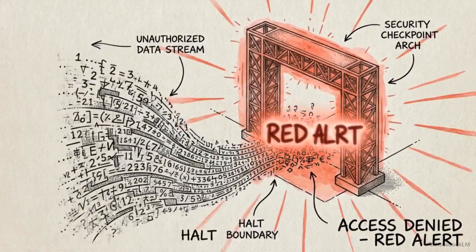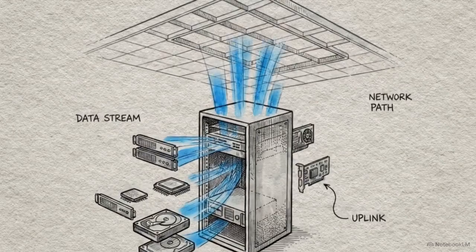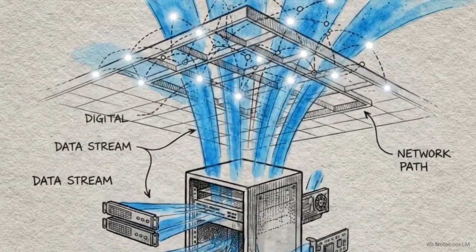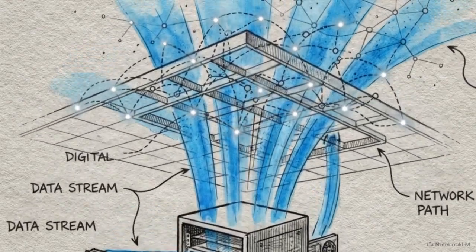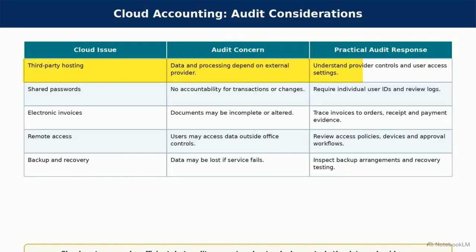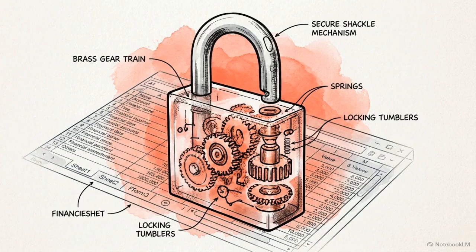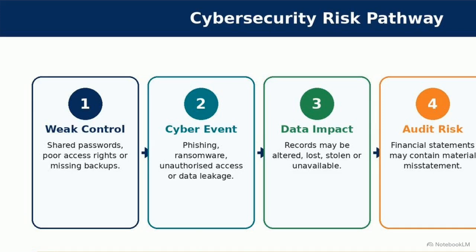Modern audit risks extend well beyond the company's internal servers. Financial data rarely lives entirely within a company's own physical walls. This table breaks down cloud accounting audit considerations, addressing the risk of trusting third-party service providers. The auditor must verify who controls the backups and establish what happens to records if the host fails. This reliance on external networks places cybersecurity on the critical path of financial reporting, making it a primary concern for the auditor.